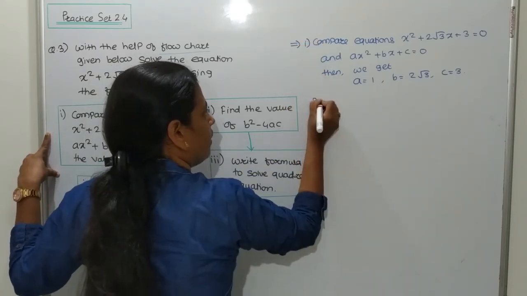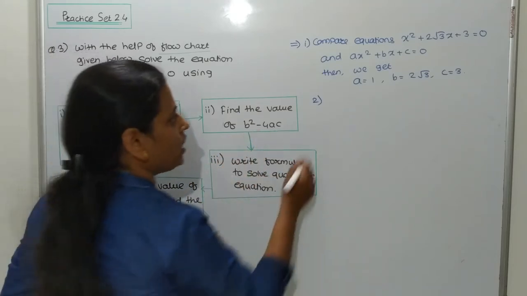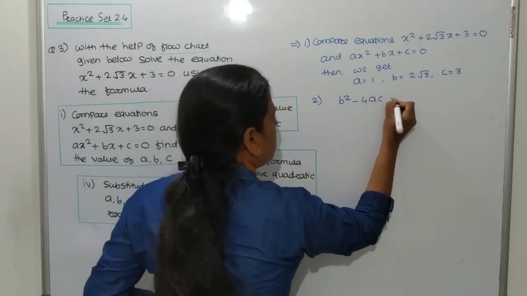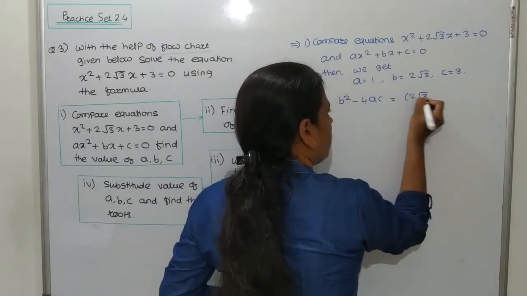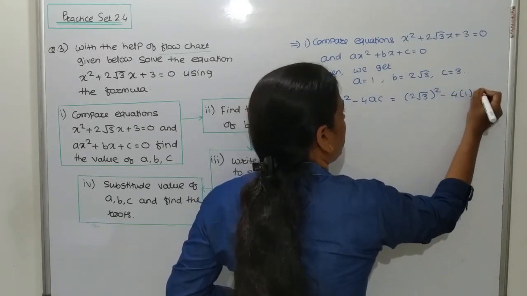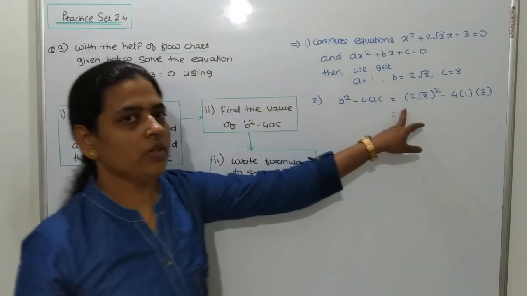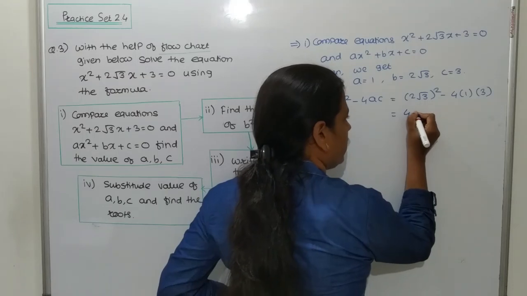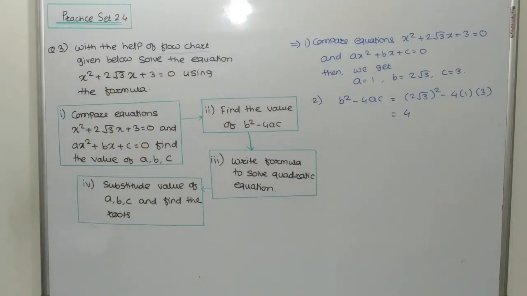Now the second. What is given here? Find out the value of b square minus 4ac. So write down here b square minus 4ac. Put the value of b square, that is 2 root 3 square, minus 4, a value is 1 and c value is 3. So when we calculate this, what is the square of 2? That is 4. What is the square of root 3? That is 3 itself. Square root and square sign get cancelled out.